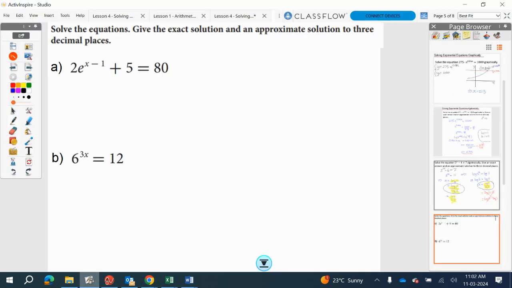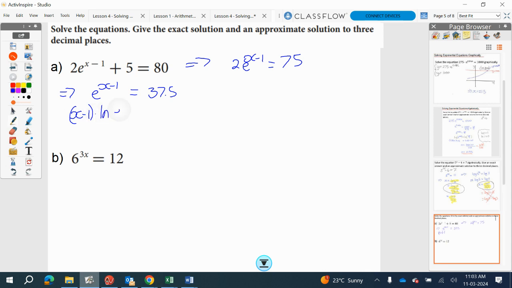All right, so we want to start off here firstly. By rearranging, we get 2e to the x minus 1 is equal to 75. Divide through by 2, we get e to the x minus 1 is equal to 37.5. Take natural logarithms of both sides, and we get x minus 1. You need a bracket around that if we're going to multiply by ln e.